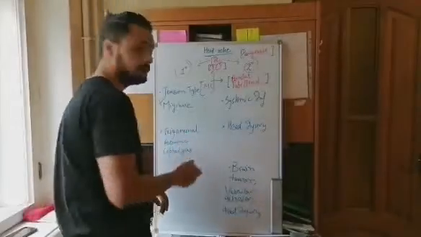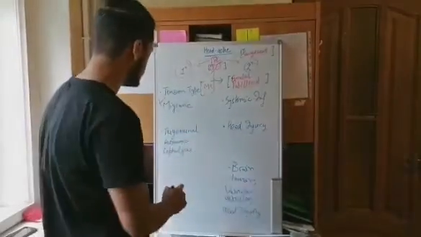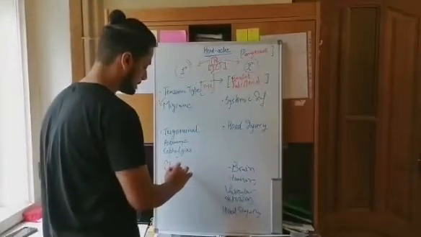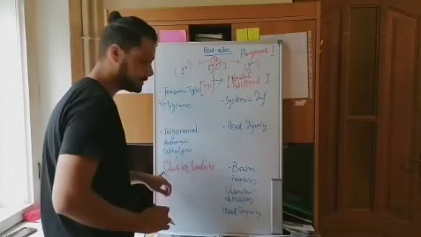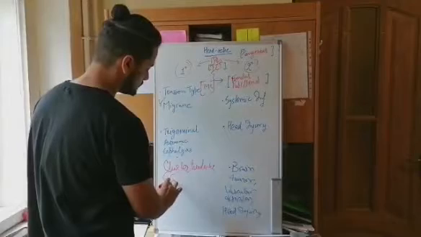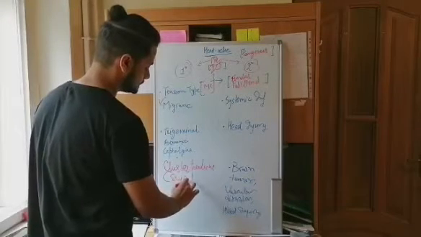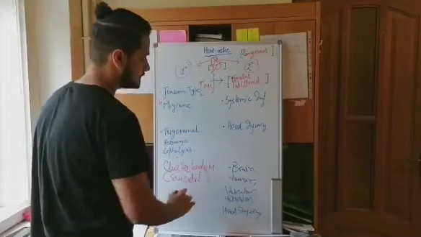The most common type of trigeminal autonomic cephalgia is cluster headache. A cluster headache is also known as suicidal headache. It's a very important point.